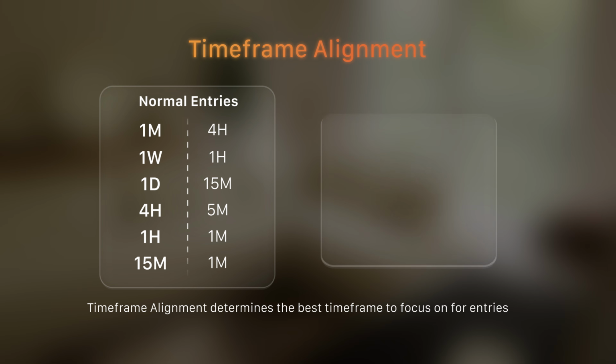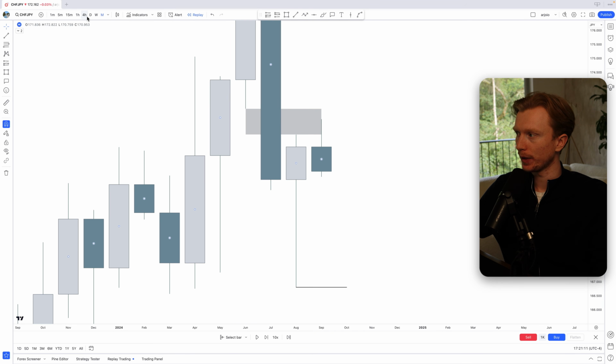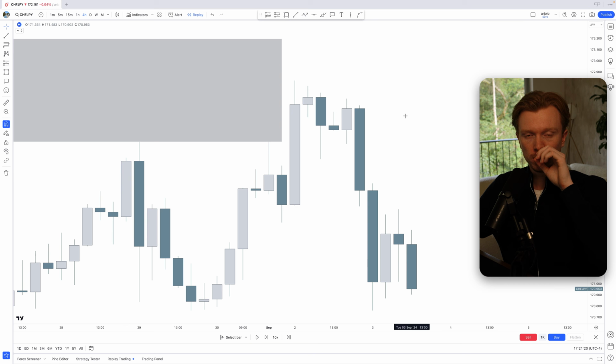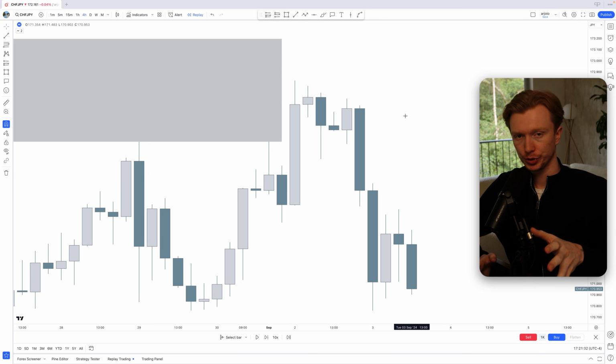When we talk about sharp turn entries, which we're getting into as well, we want to see monthly to daily, weekly to 4 hour, then the daily to 1 hour, 4 hour to 15 minute, 1 hour to 5 minute, and the 15 minute still with the 1 minute as well. So if we first take a look at our normal entry and we go into the 4 hour time frame right here, then what we want to see ideally is a sharp turn. A sharp turn is the following.